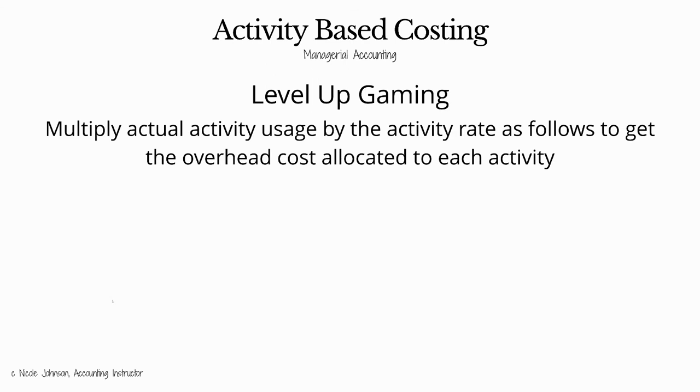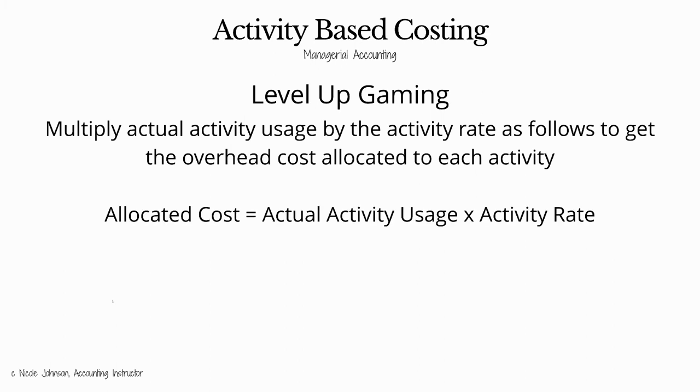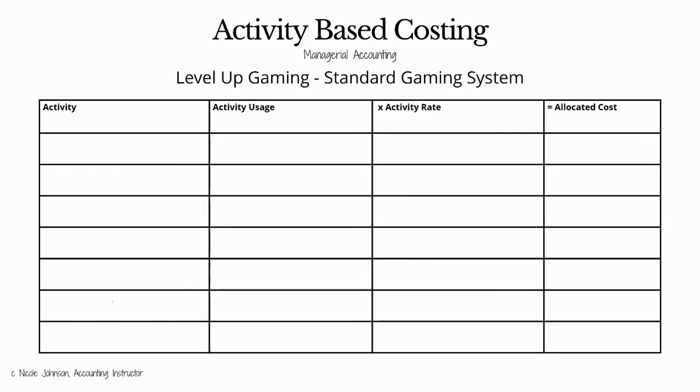We will multiply actual activity usage by the activity rate as follows to get the overhead cost allocated to each activity. Our allocated cost equals actual activity usage times activity rate. Let's look at the standard gaming system for Level Up Gaming. Up at the top, we have activity usage, which we will multiply times activity rate to get our allocated cost. The 4 activities again are listed on the left: production, setup, design, and factory services.